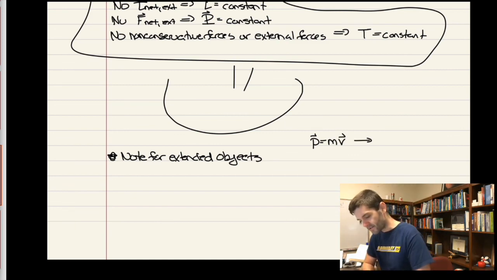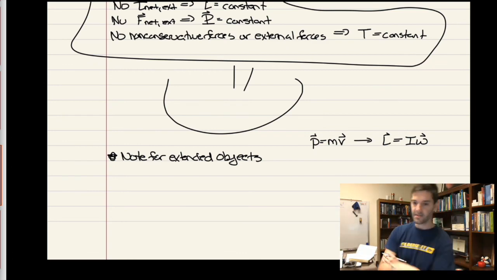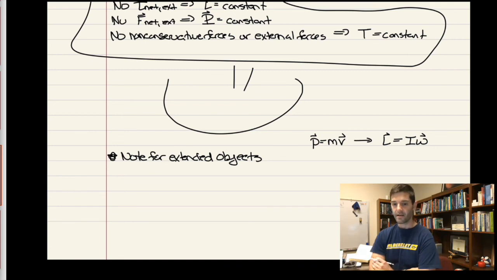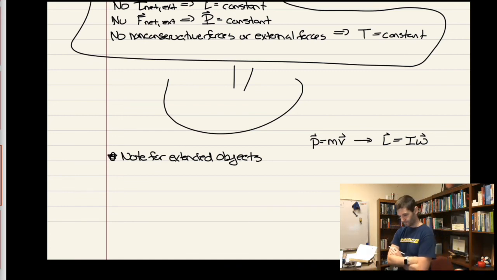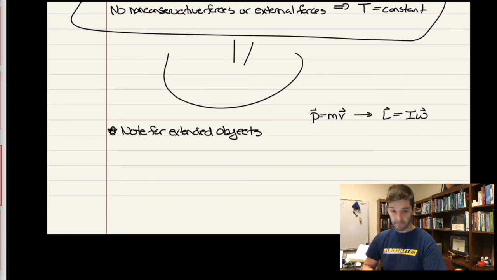But then I defined this weird angular momentum cross product thing, where you might have thought, if it was perfectly analogous, then why didn't this translate to something like I omega? If rotational inertia is the analogy of mass, angular velocity is the analogy of regular velocity, why was this not the definition of angular momentum? Turns out, for special cases, it is.